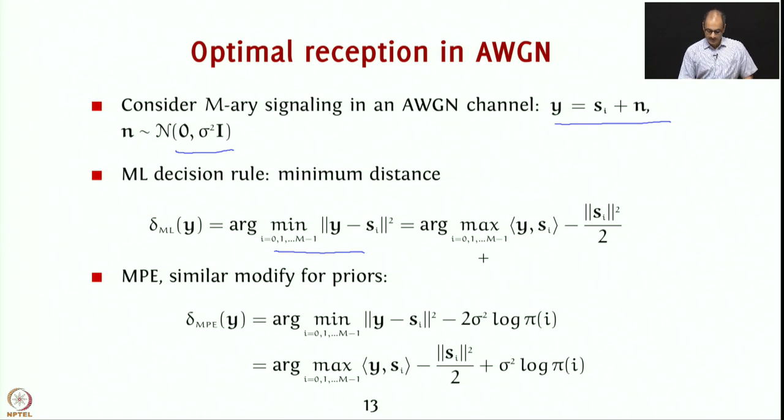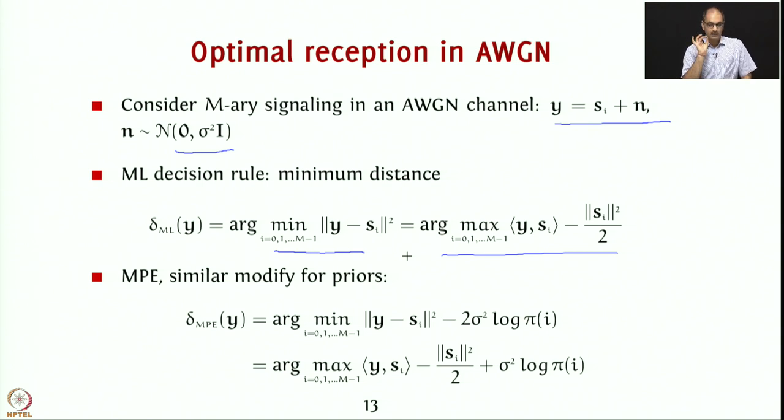And we also added a simplification. If you want to write it in terms of inner products, you can expand this norm y minus si square. There's a common norm y square term that you can eliminate and put a negative sign. So you have this to be equivalent to arg max of inner product y, si minus norm si square. These two are basically equivalent and you can use either. Sometimes one will be easier than the other.